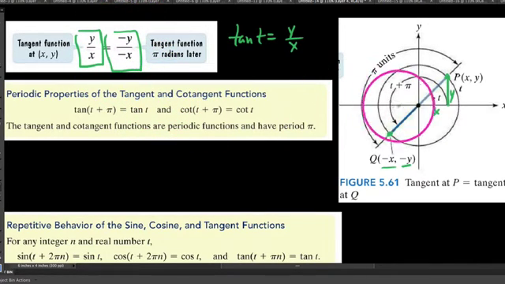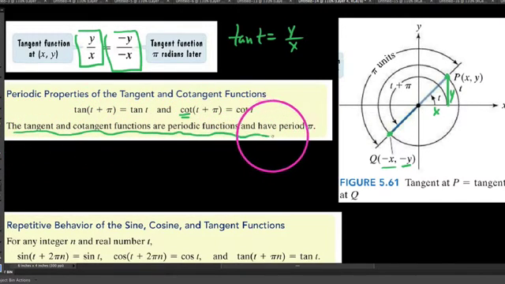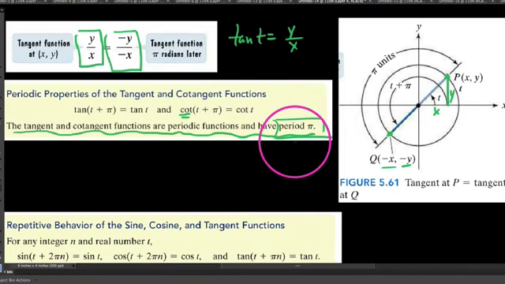So unlike the sine and cosine functions, tangent is unique, and of course so is its reciprocal function, cotangent. It is unique in that it is periodic, but not with a period of 2 pi, but with a period of pi. The important thing to take away from this is that the tangent and cotangent functions are periodic functions and have a period of pi, not 2 pi.